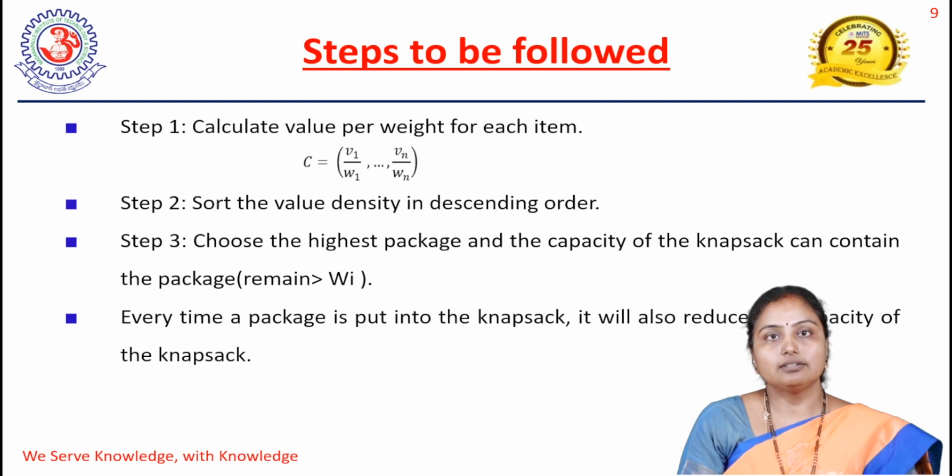Second, we have to sort the value density in descending order. After calculating the value density for each item, next we have to sort the items based on the value density so that the higher value density item should be first. So based on the priority of value density, we have to consider the items to fill the knapsack bag. Every time we have to pick one item and put it into the knapsack, so that finally we achieve the objective. These are the steps to be followed.